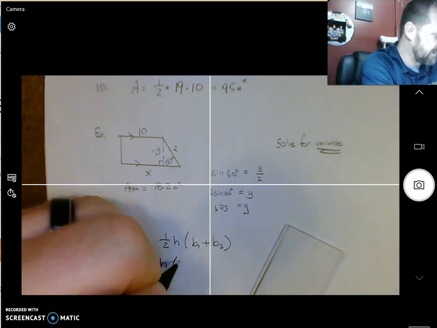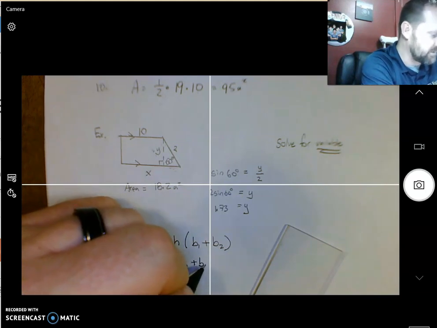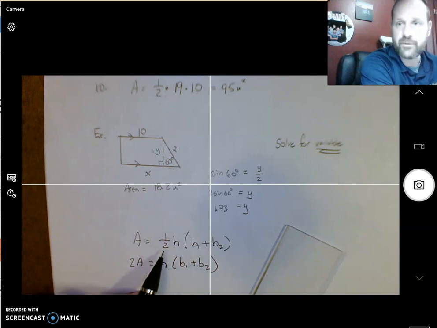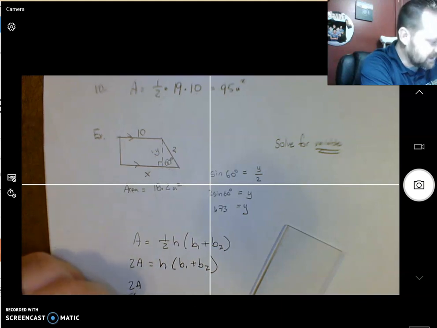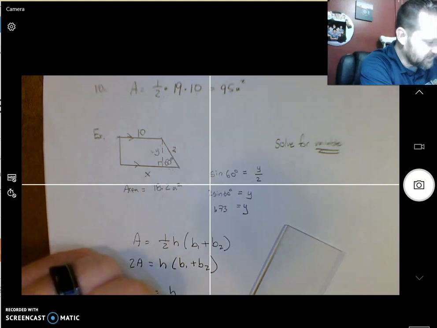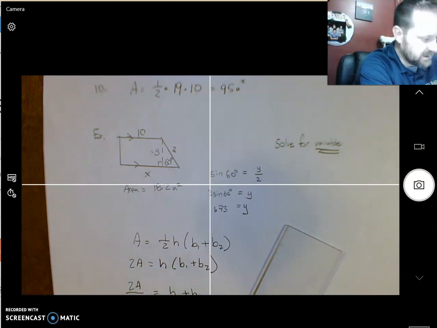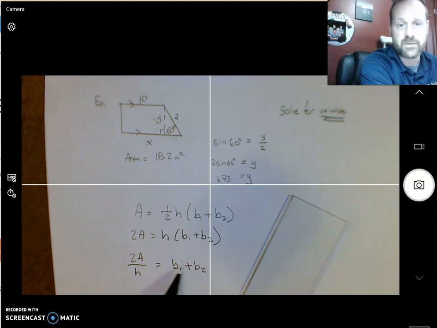Why did I multiply by 2? Because 1/2 multiplied by 2 is 1. So I multiply this side and this side of the equation by 2, and this becomes a 1. Then I'm going to divide both sides by h. You're savvy enough that you don't have to show it anymore. So 2a over h equals b1 plus b2. Get used to the subscripts, guys. Subscripts are going to be from here on out. This is base 1 and base 2. These subscripts are part of math. It's part of the language.